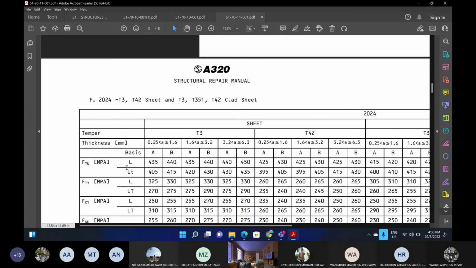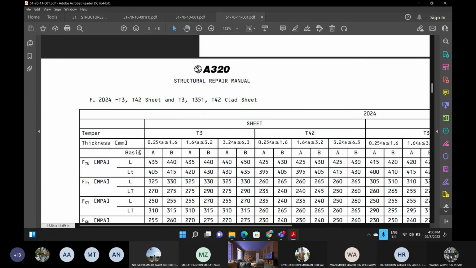For L and LT, that is the grain direction. As you make any part, extrusion, plate, whatever, you have to go through some process. In that process, in plate, in extrusion, and skin, they establish grain. So grain is a direction, just like you go see wood. Wood, you can see wood grain. So the behavior of material is like that. So the L is longitudinal, the grain going in one direction.